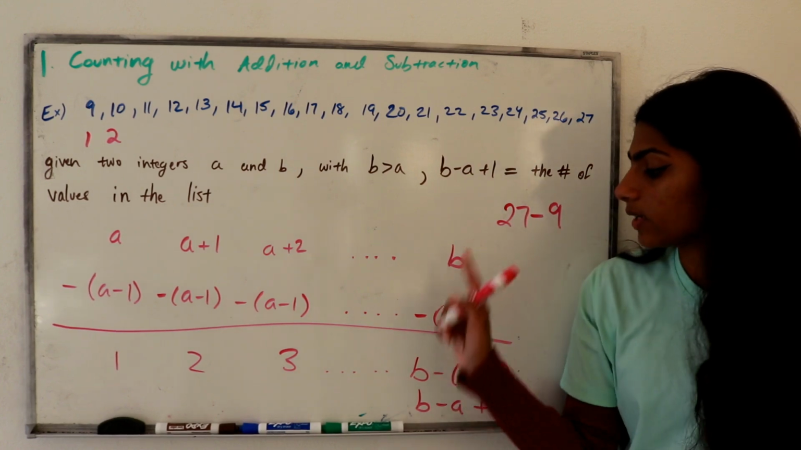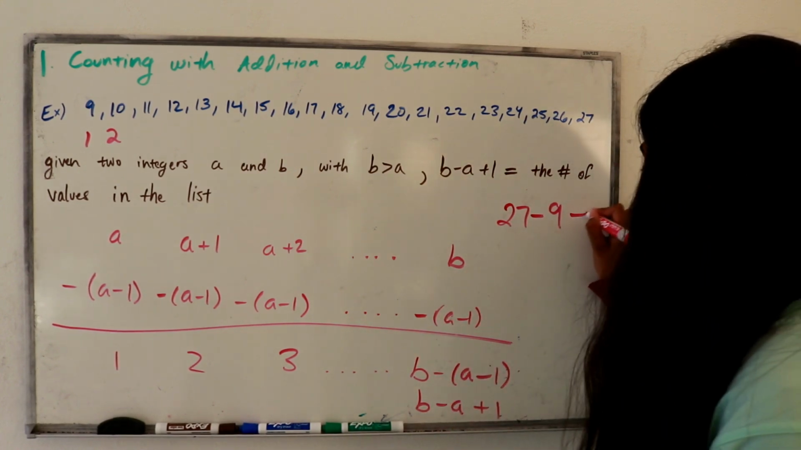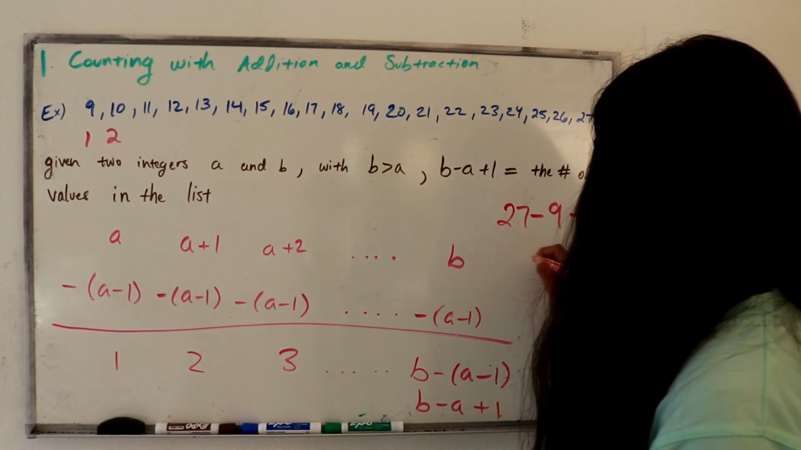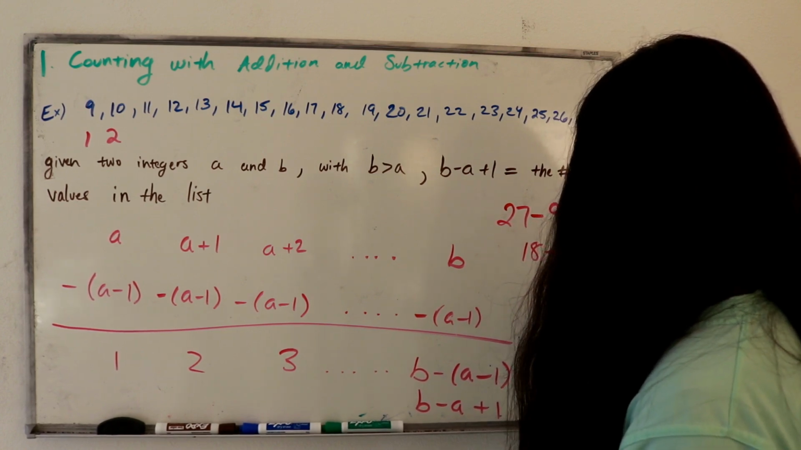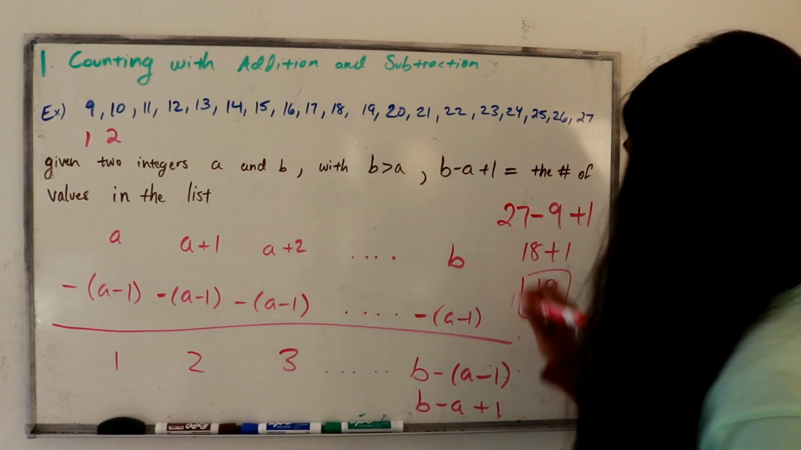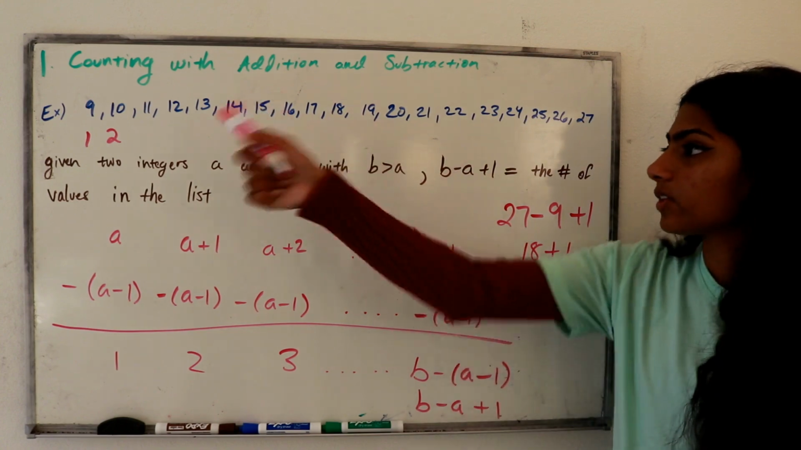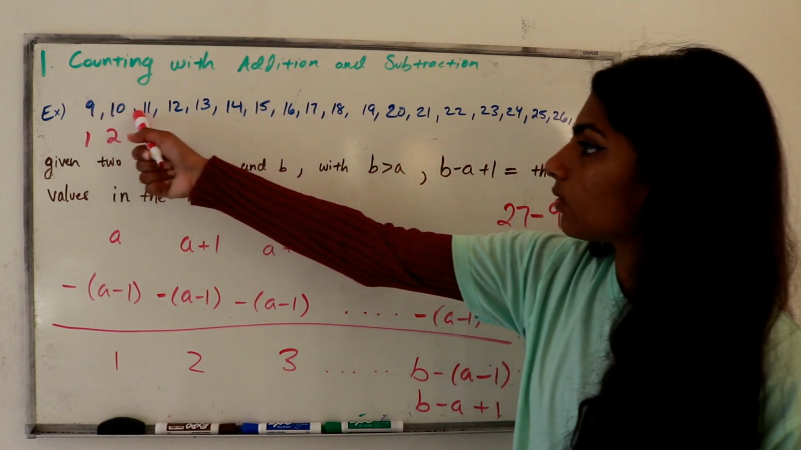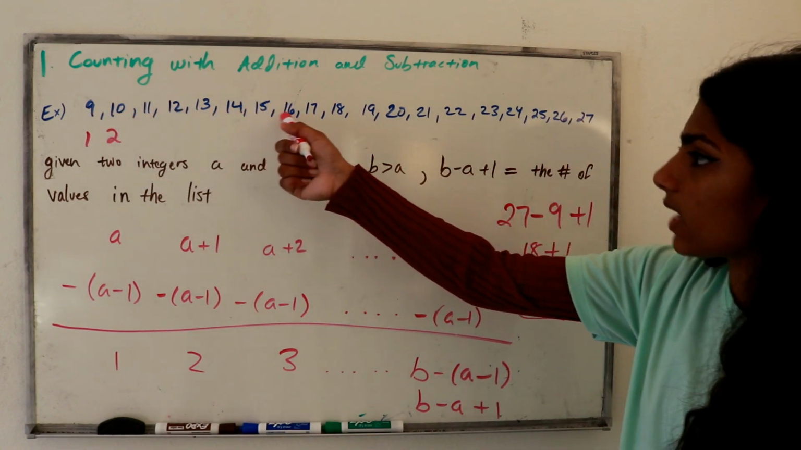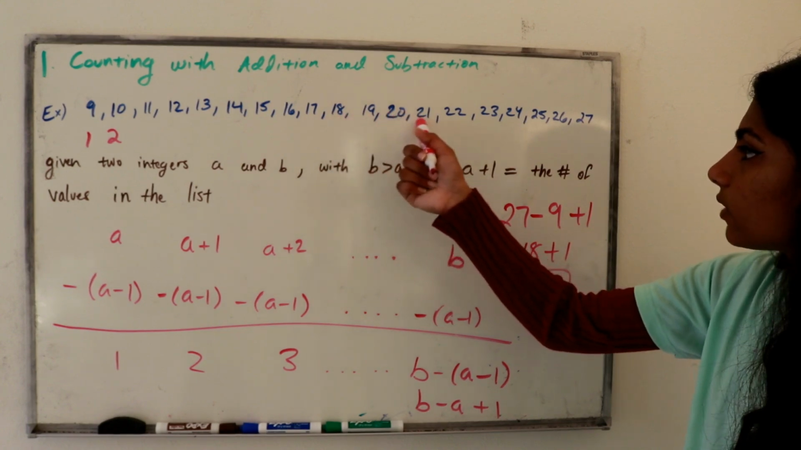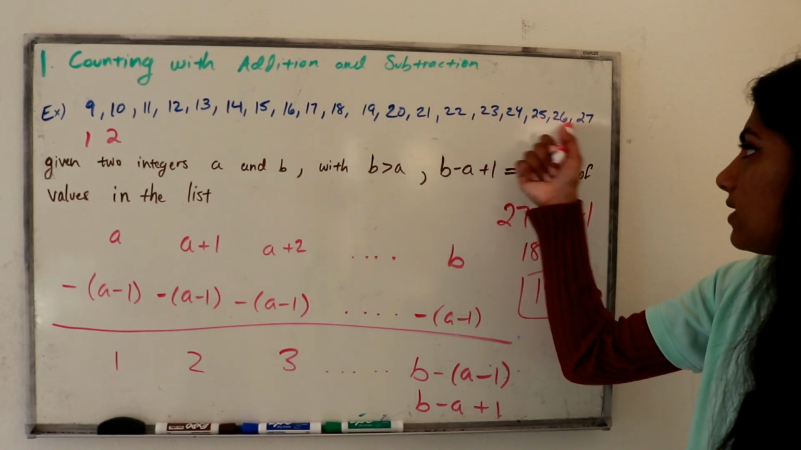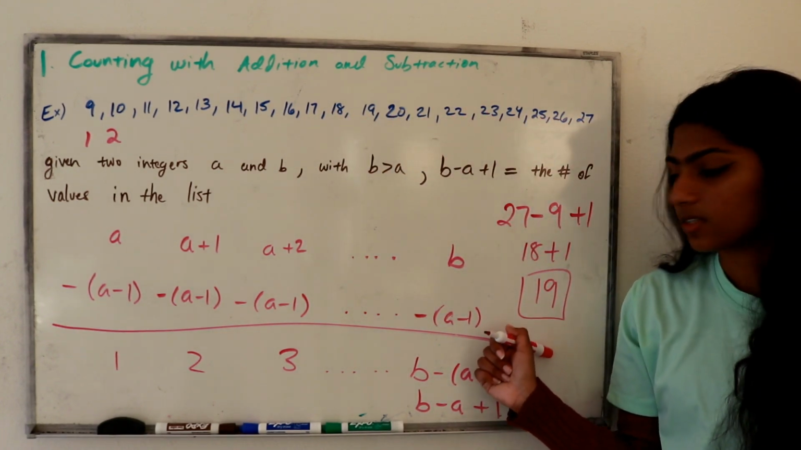And then you're going to add 1 because of our equation. So you add 1, and this gives us 18 plus 1, which gives us 19. So there are 19 numbers in the list, and you can check by counting: 1, 2, 3, 4, 5, 6, 7, 8, 9, 10, 11, 12, 13, 14, 15, 16, 17, 18, 19. So, as you can see right here.